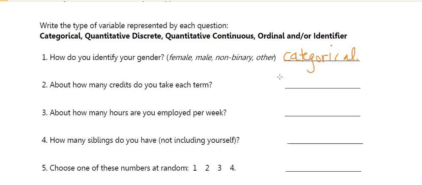About how many credits do you take each term? That is quantitative. And then, is it discrete or continuous? I would say discrete, because you can't take 10.5 credits. You can take 6, 7, 8, 9, 10, 11, 12. That is a discrete variable. Okay, about how many hours are you employed each week? Also quantitative. That's a numerical value.